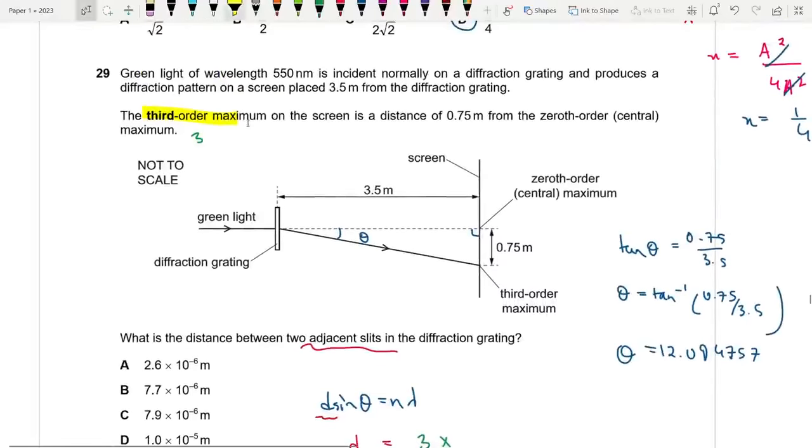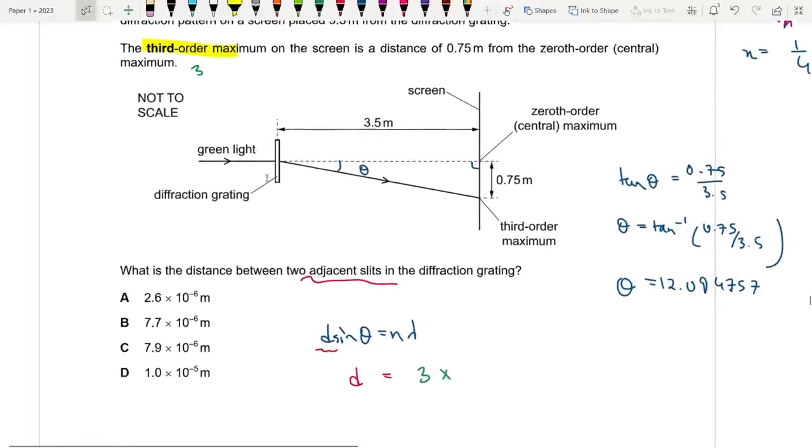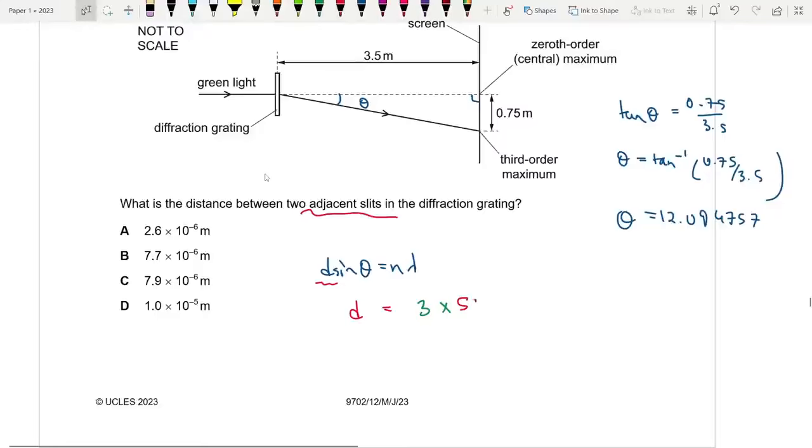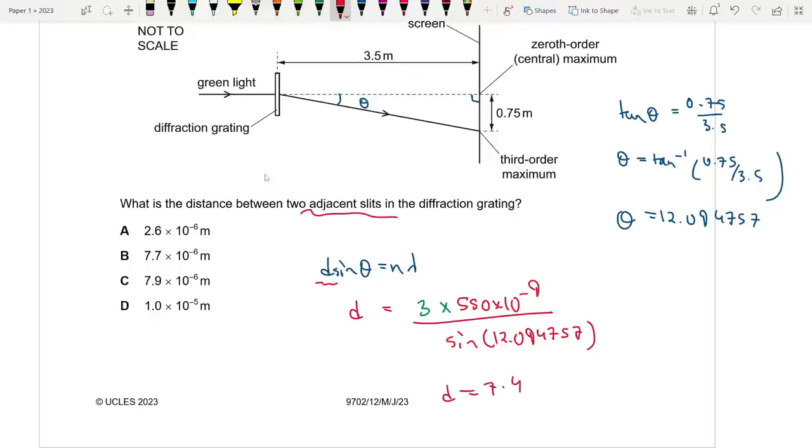Over here, check. 550 times 10 to the power minus 9 divided by sine theta. So that is sine 12.094757. I'm just going to use my calculator answer though. Sine answer. And above we have 3 into 550 into 10 to the power minus 9. So I'm getting an answer of d is equal to 7.87 times 10 to the power minus 6 meters.